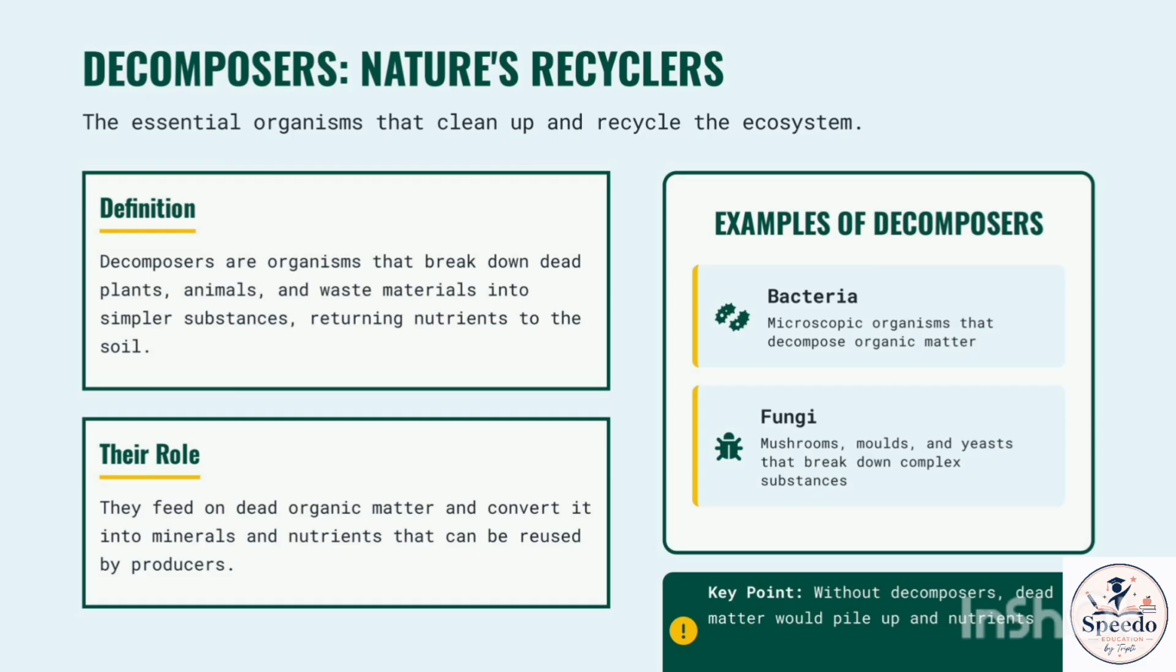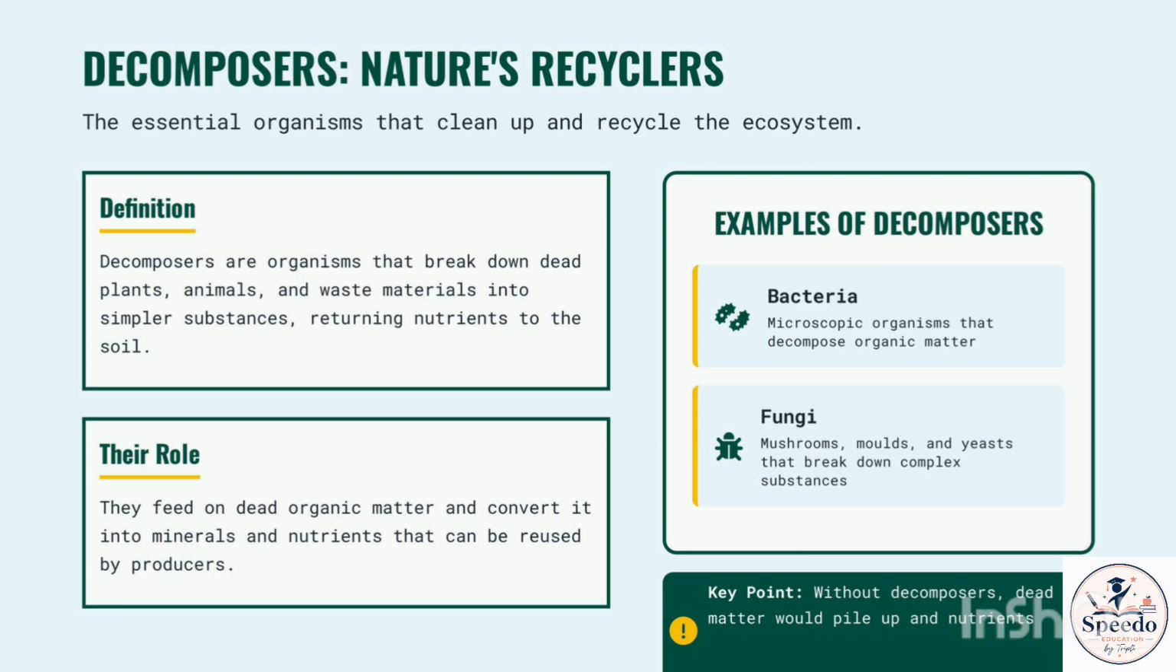Decomposers are organisms that break down dead plants, dead animals, and organic waste into simpler substances. Unlike producers, decomposers cannot prepare their own food. Unlike consumers, they do not usually hunt or graze. Instead, they obtain nutrients by feeding on dead and decaying organic matter. The most common decomposers are bacteria and fungi. For example, mushrooms growing on dead wood and bacteria present in the soil are important decomposers. This process of breaking down dead organic matter into simpler substances is called decomposition.